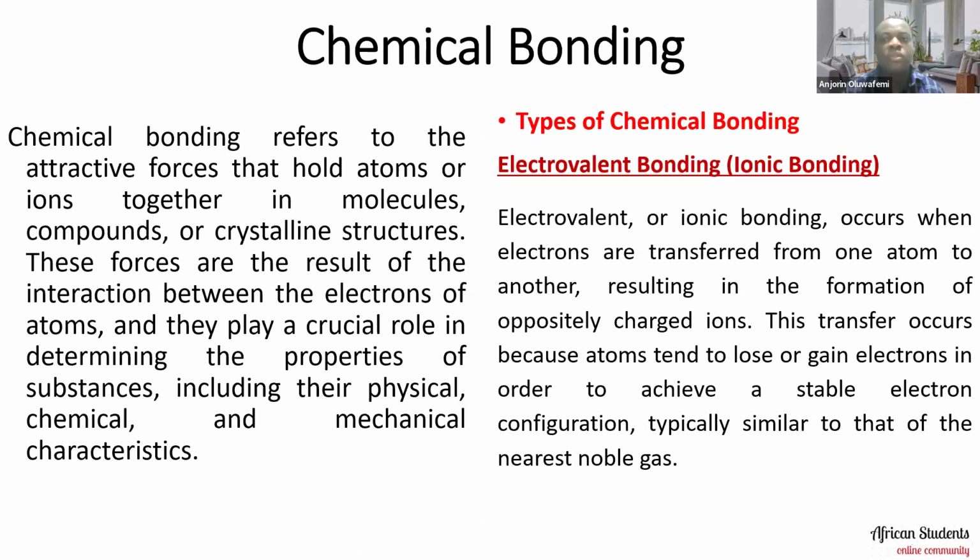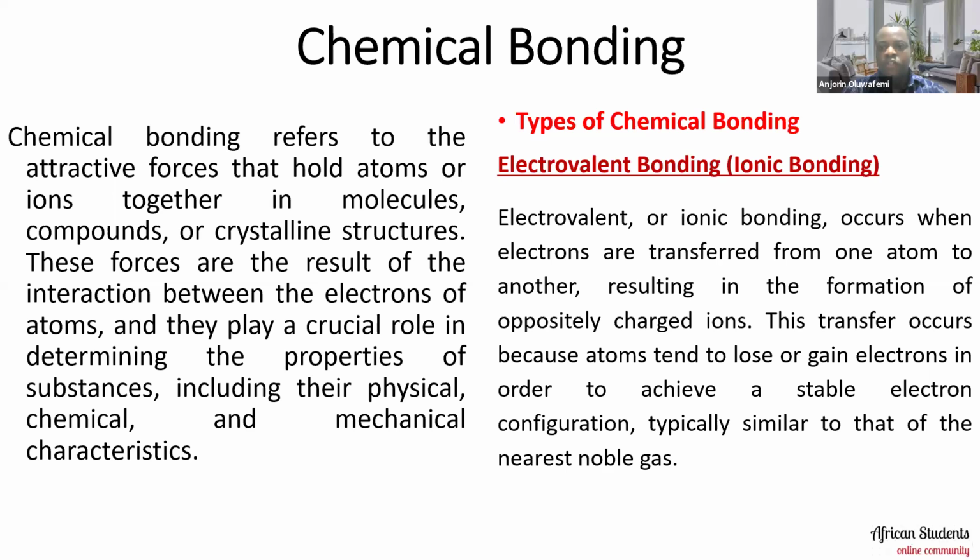So we're going to continue today with chemical bonding. Chemical bonding refers to the attractive forces that hold atoms or ions together in molecules, in compounds, or crystalline structures. That's what we refer to as chemical bonding. We said these forces are the result of interaction between the electrons of atoms, and they play a crucial role in determining the properties of substances, including their physical, chemical, and mechanical characteristics. So we want to look at types of chemical bonding that we have.